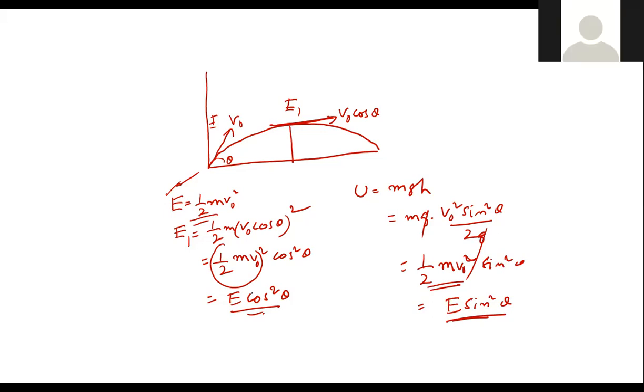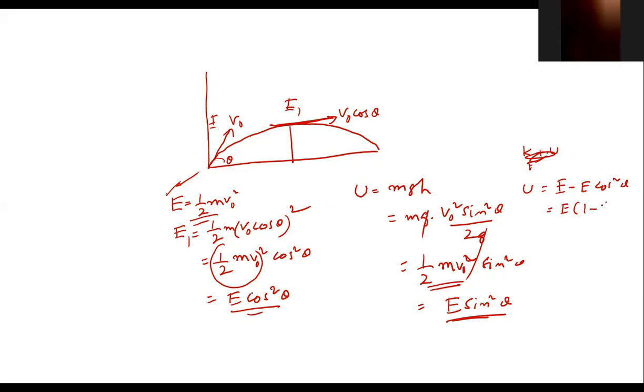Sir, we can do this in another way also. We can get the potential energy by subtracting E1 from E. You can. Who is that? Sriram. Yeah, because the total mechanical energy is written as K plus U. So by the law of conservation of energy, U is E minus E cos square theta. So this is E into 1 minus cos square theta. What is 1 minus cos square theta? Sine square theta. That's it.